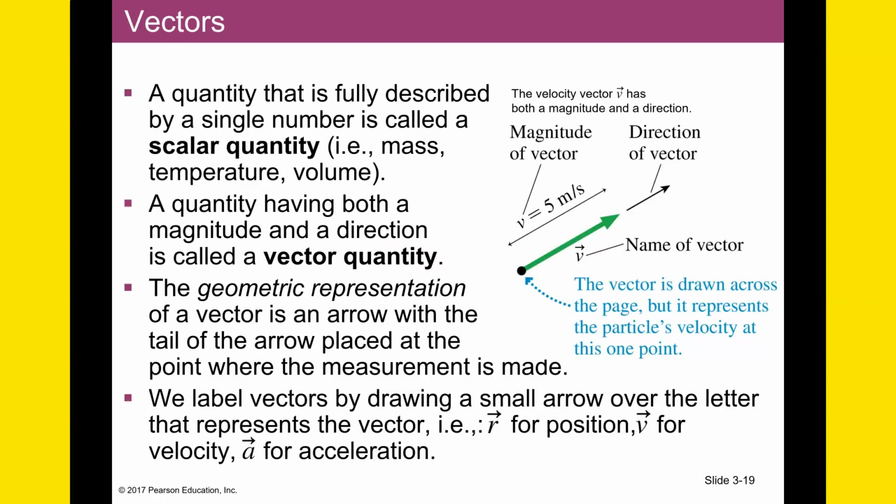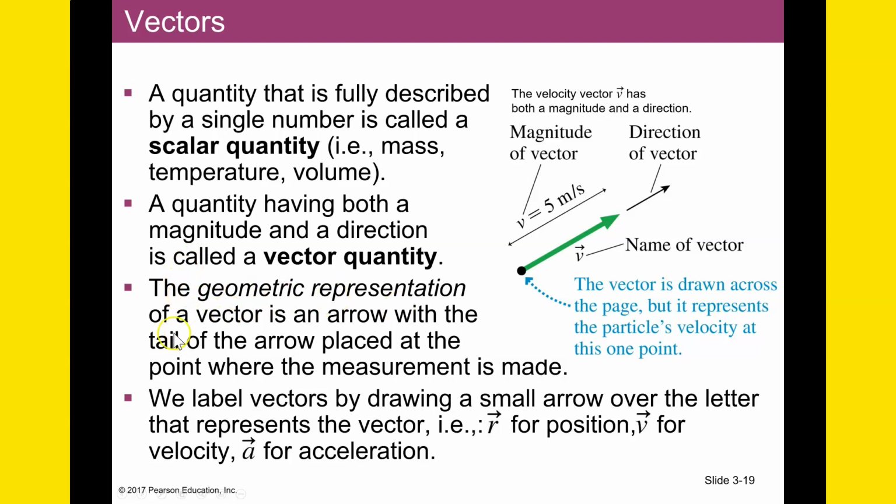So remember that vectors are contrasted with scalars. Scalars are things that you can fully describe with one single number, like mass, temperature, volume. But a vector has to have more than just a number to describe it. A lot of times a vector is described with two numbers or more. A vector is a quantity having both a magnitude and a direction.